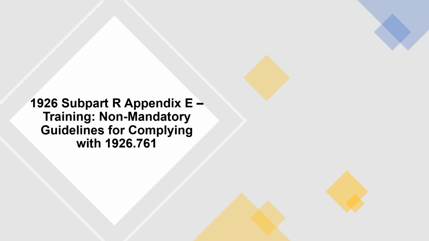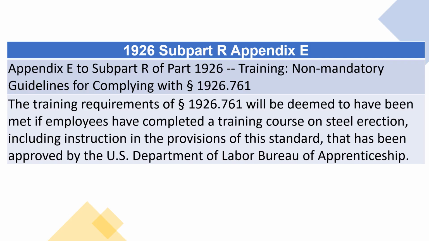1926 Subpart R Appendix E, Training, Non-Mandatory Guidelines for Complying with 1926.761. Appendix E to Subpart R of Part 1926 Training, Non-Mandatory Guidelines for Complying with Section 1926.761. The training requirements of Section 1926.761 will be deemed to have been met if employees have completed a training course on steel erection, including instruction in the provisions of this standard, that has been approved by the U.S. Department of Labor Bureau of Apprenticeship.